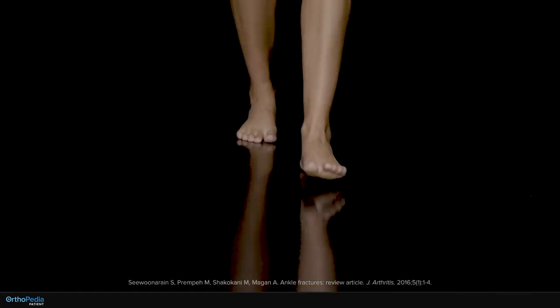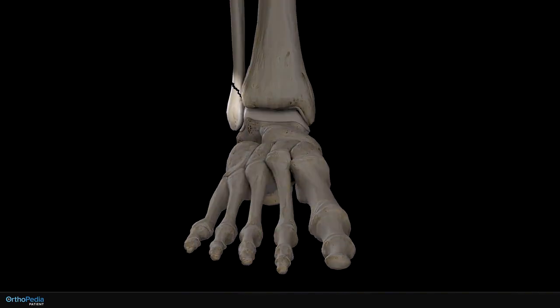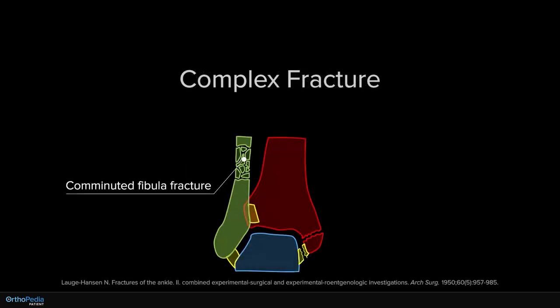An ankle fracture, known as a broken ankle, means that one or more of the bones that make up the ankle joint has a break in it. Ankle fractures can range from simple, one break in one bone, to very complex, with multiple bony fragments and involvement with more than one bone of the ankle joint.